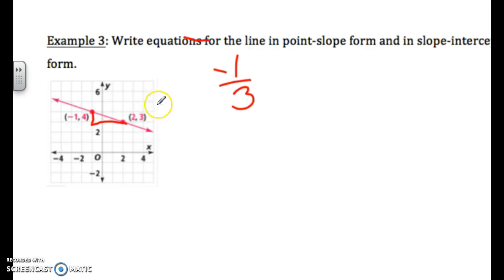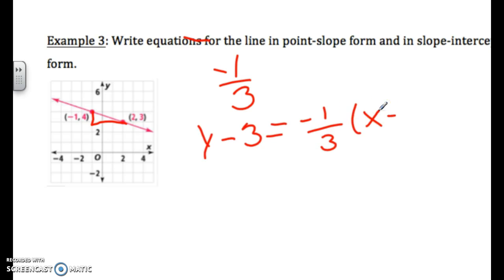I can use either point to write my equation in point slope form. It does not matter. I don't like dealing with negatives, so I'm going to use the point (2, 3). If I can avoid negatives, I will. So this is y minus 3 equals negative 1/3 times the quantity x minus 2. There you go. That's the equation in point slope form.